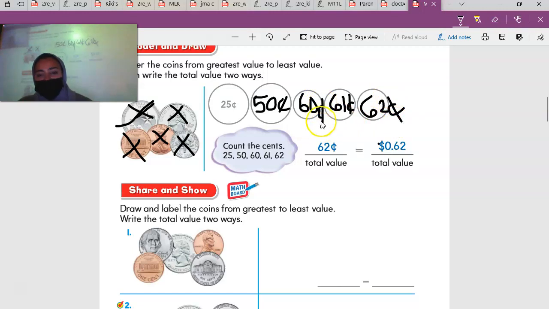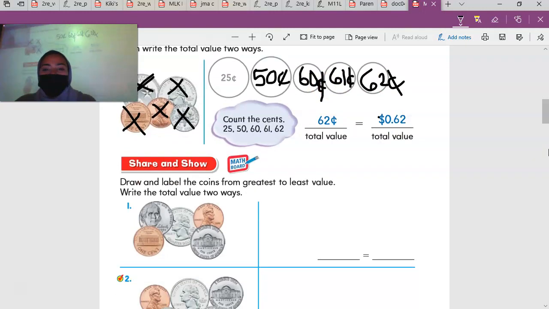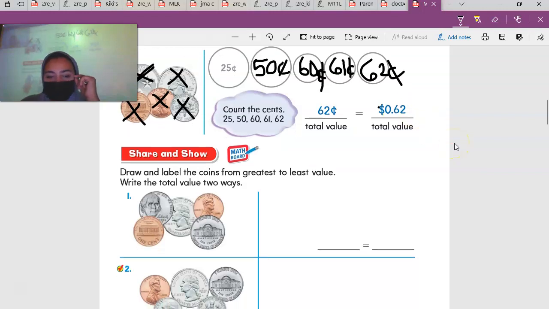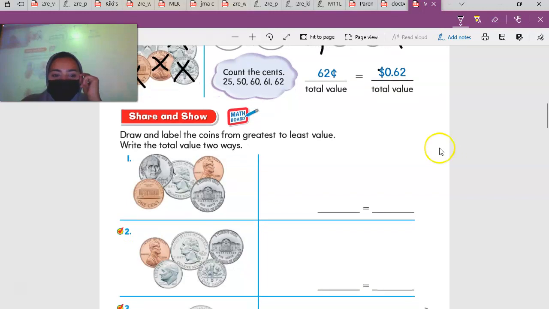So how many cents are there total? 62 cents. So they're showing you this is how you write 62 cents. You can also write it with a dollar sign, 0 decimal 62. If you do not have a decimal there, it's completely incorrect. The decimal is what separates the dollars from the cents. It's very, very important. So today you are going to draw and label the coins from greatest to least value, and then you're going to write the total value 2 ways, just like we did up here.